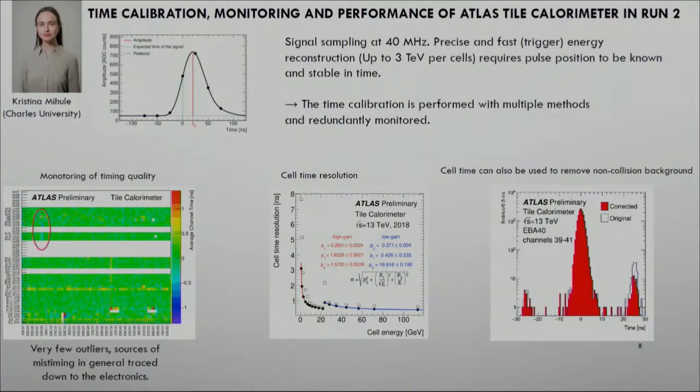Here is the poster, which is focused on time calibration, monitoring, and performance. This is also for the Tile, the hadronic calorimeter of ATLAS, in run two. We heard some calorimeters looking at timing on zillions of channels. Here it is at a smaller scale, only 10,000 channels, and it is already a challenge. You have several plots like this showing a map of the quality of the timing. The timing is very important because we are sampling the signal at 40 megahertz, and the energy reconstruction relies on precise timing.